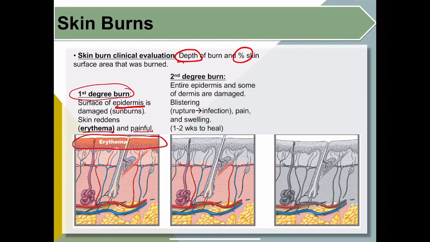The second degree burn is when the entire epidermis and some of the dermis, so this entire epidermis and some of that papillary layer of the dermis, is damaged. So this can lead to blistering, okay, which is associated with burning. Sometimes you see a little watery bubble forming on top. That's part of the blistering.